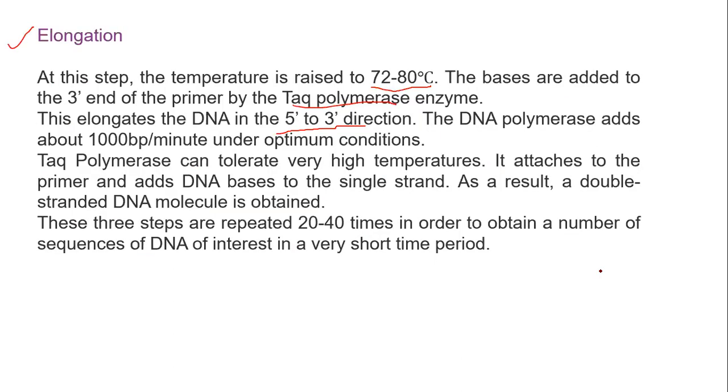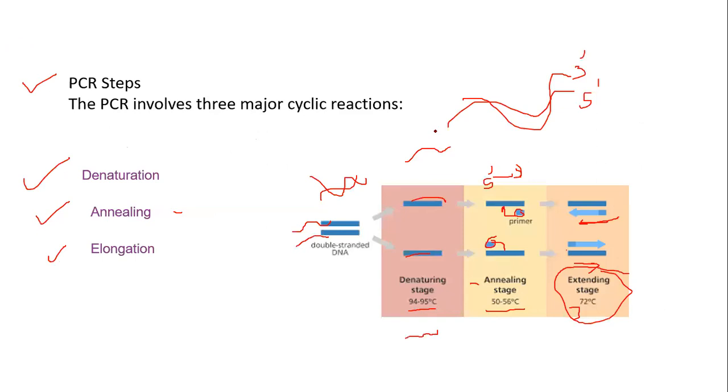So in this step, what we have studied now, the DNA polymerase adds about 1000 base pair per minute. So what is the rate at which base pairs are getting added? It is like 1000 base pair per minute. That is why it's called PCR, polymerase chain reaction, under the optimum condition. What are the optimum conditions? These are the optimum conditions we have to follow. Okay, when we have to follow these conditions, what we have to do actually is this.